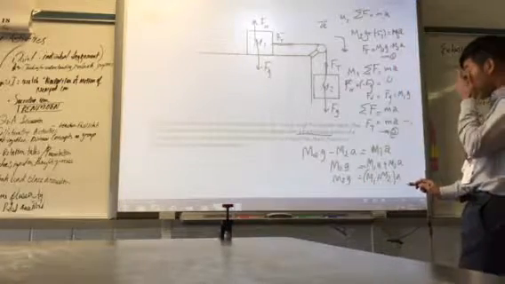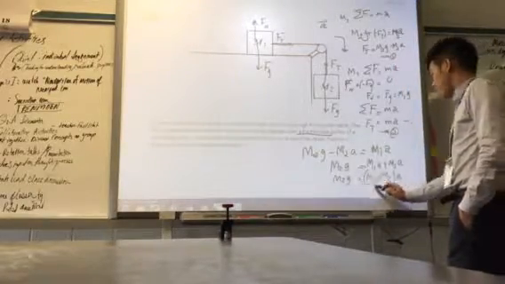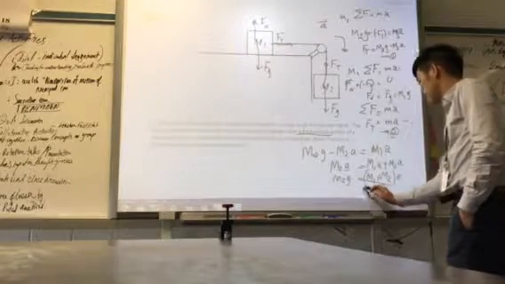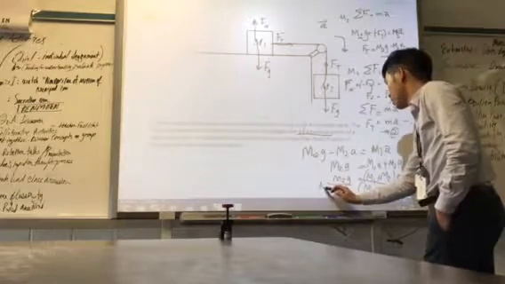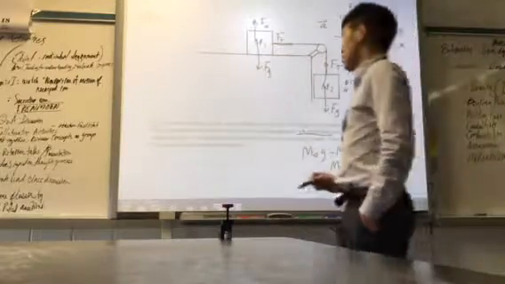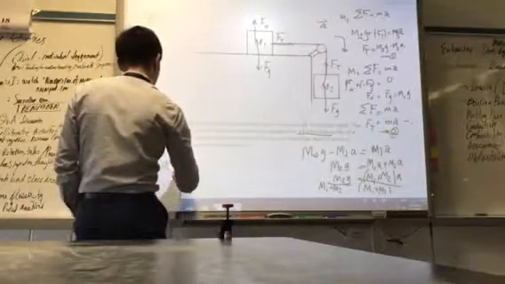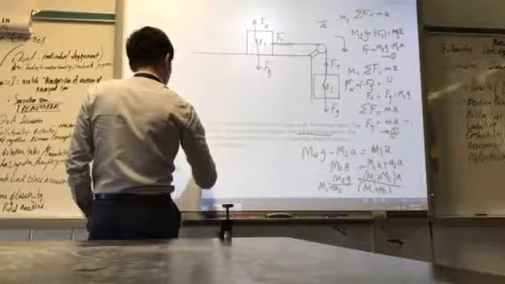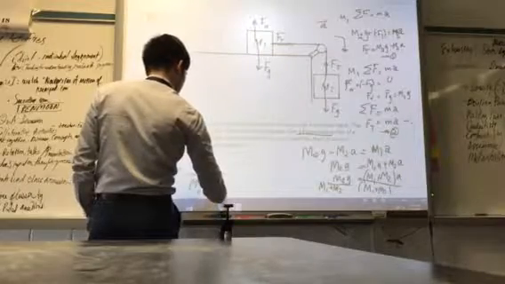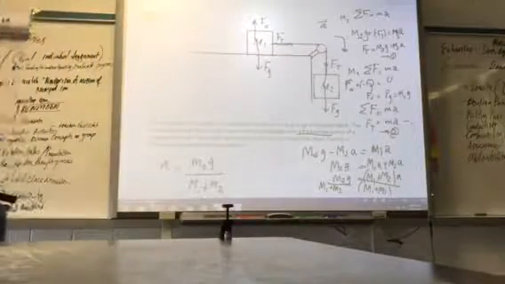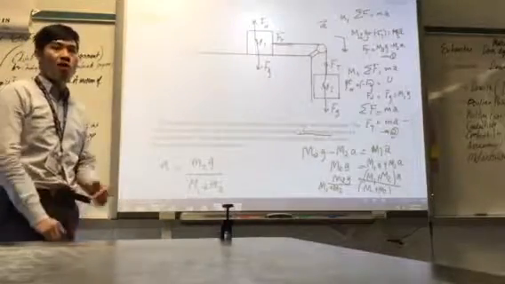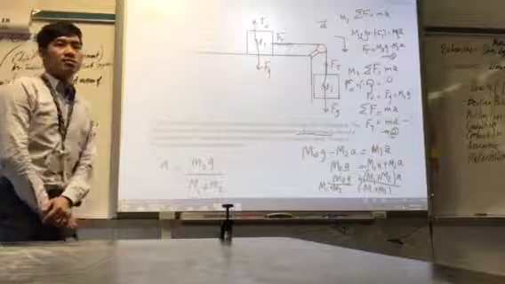If I'm looking for acceleration, I'm going to divide that by m1 plus m2. I do the same thing for both sides of the equation. That should give me the acceleration. So over here, I'm going to write down acceleration is equal to m2g divided by m1 plus m2. And that's actually how you would calculate the acceleration of the system with or without friction. I hope this helped.